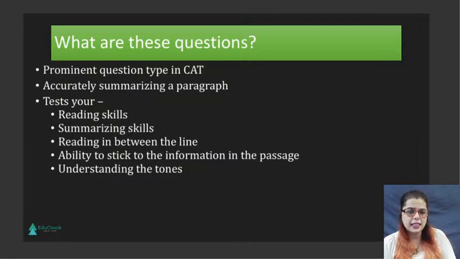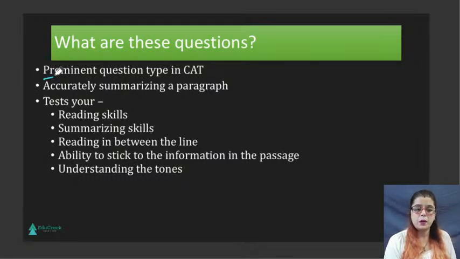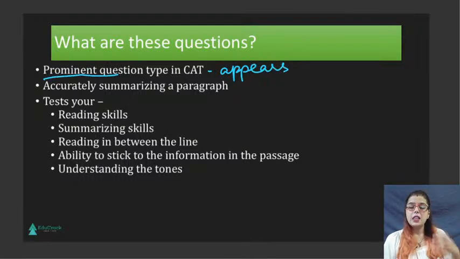So what exactly are these questions? These are a prominent question type in CAT every year, at least till last year. You get up to 2 to 3 questions of parajumbles. You are supposed to accurately summarize a paragraph. This is a prominent question type because it appears almost every year, right? Then you have to accurately summarize a paragraph.